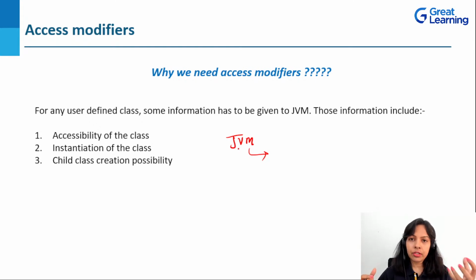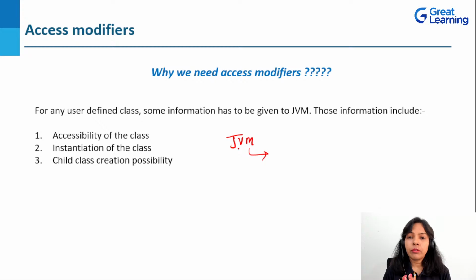Now that machine or that software, whatever you refer to it, JVM, how will JVM understand that the code which you have written should be executed in some manner, right? Some information has to be given with respect to the code which you have written. Now that code can be a class, a method, an interface, or a variable. These are the things we write as a part of a Java code, right?